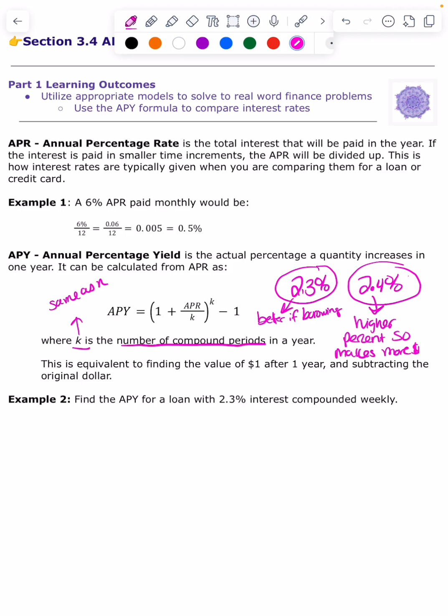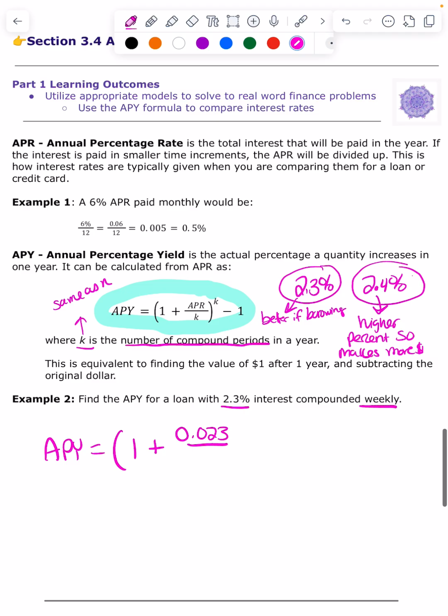So that's what we use the APY formula for, so we can compare rates like apples to apples. So let's just practice with the formula. Find the APY for a loan with 2.3% interest compounded weekly. So APY is equal to (1 plus the APR, which is going to be the interest rate that they give you, so 0.023. K is the compounding period, so weekly is 52.